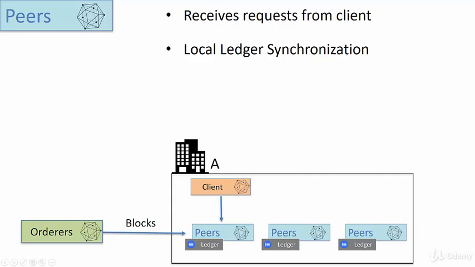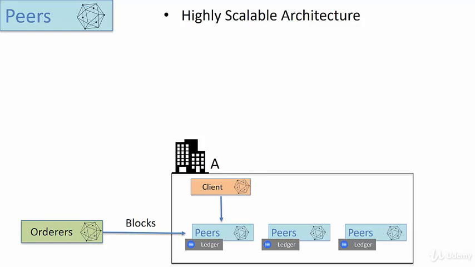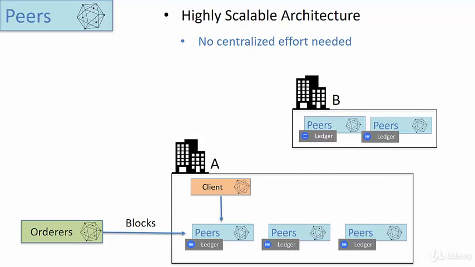Inherently, this kind of architectural approach is highly scalable, as there is no need for a centralized effort to scale the network or to scale the infrastructure. Each member organization can look at their needs and set up the infrastructure based on their requirements. So for example, member organization A has 3 peers, whereas B has decided to set up only 2 peers because that may be enough for their requirements.